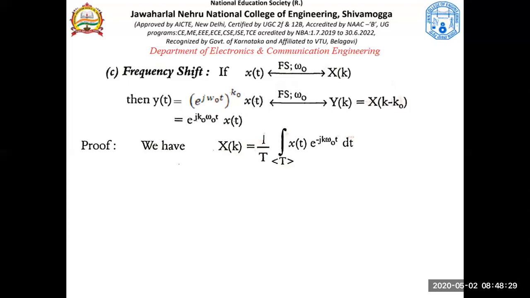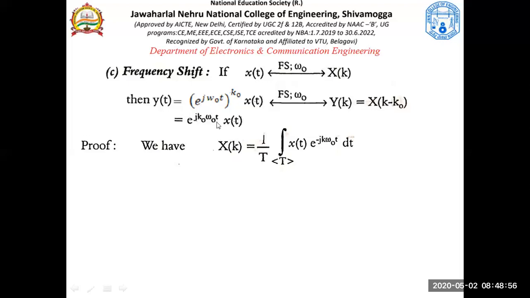And what is the other difference? The exponential here we have considered is e power j omega naught t, because the time domain is not a function of k. So the basic exponential that we consider is e power j omega naught t to the power k naught. What was happening in the previous case? It was e power j k omega naught here. It was e power j k omega naught to the power minus t. Okay, so you have to understand that.